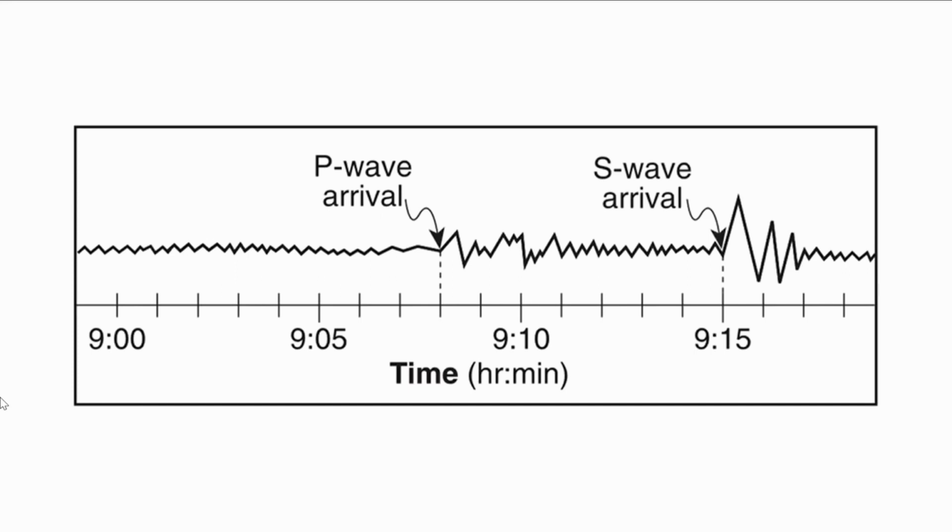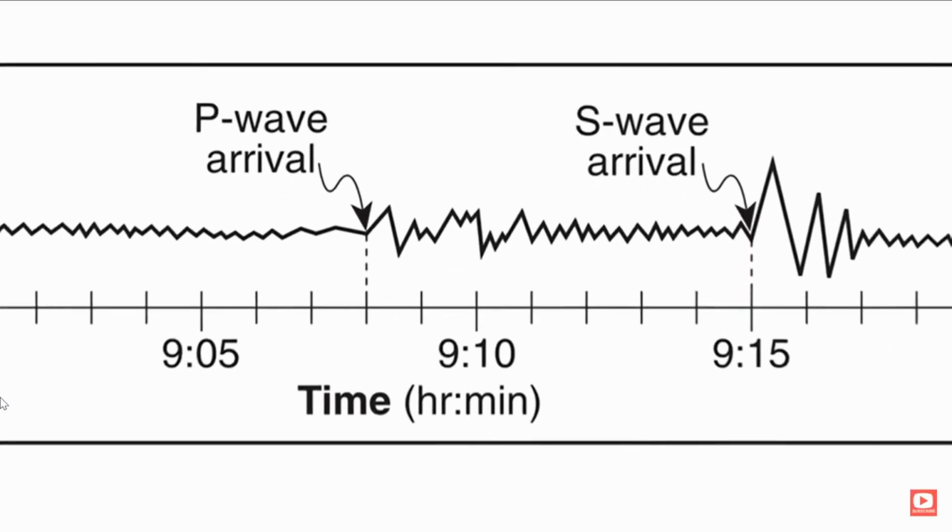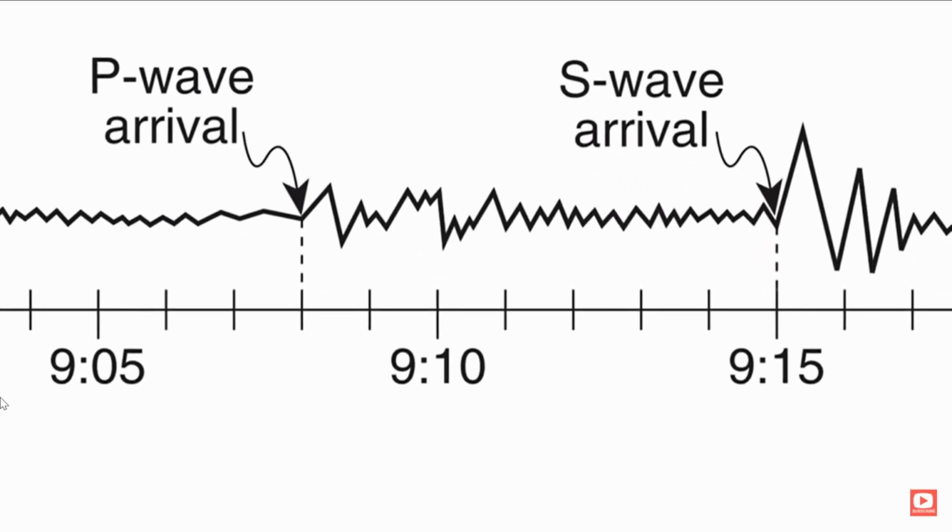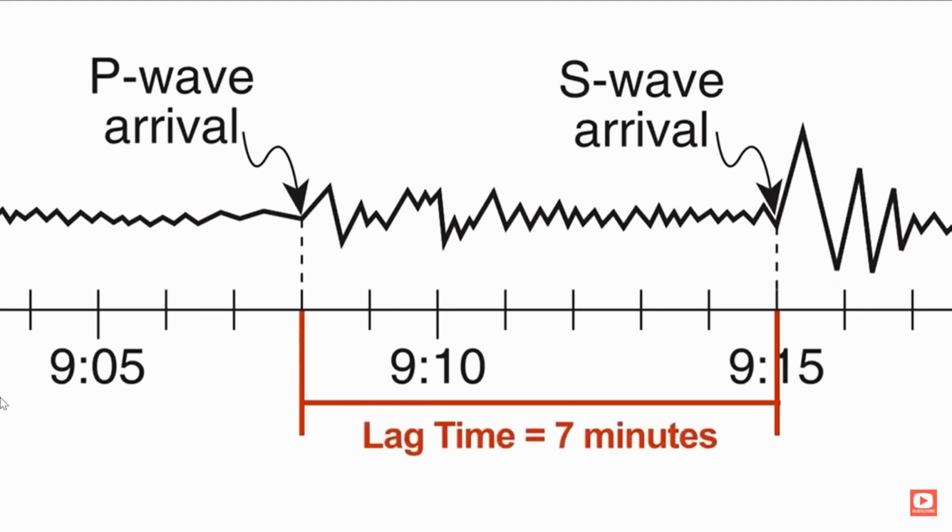Now, if we want to know how far we are from the earthquake, how far apart those two arrivals are can reveal that. So what we need to do is a little bit of simple math. We need to calculate something known as the lag time, which is simply the difference between the arrival of the P wave and the arrival of the S wave. Now, in this example, the P wave seems to have arrived at about 9:08 and the S wave at about 9:15, and that would give us a difference in arrival time, also known as a lag time, of 7 minutes.